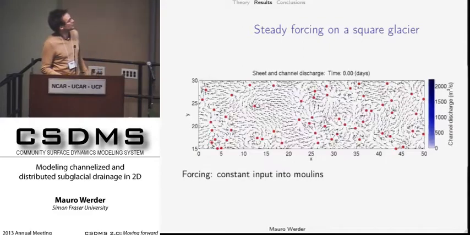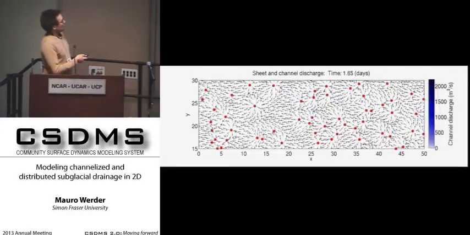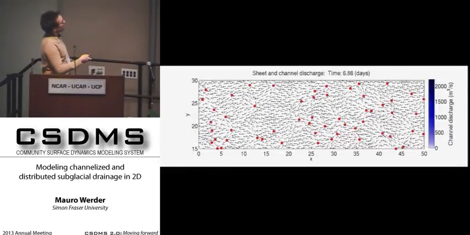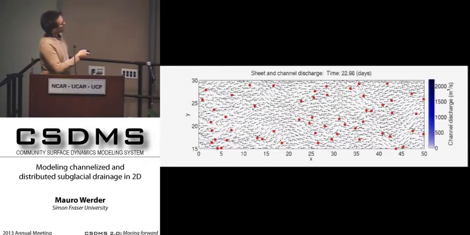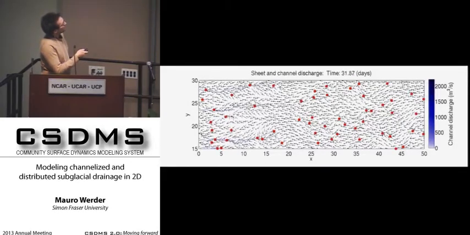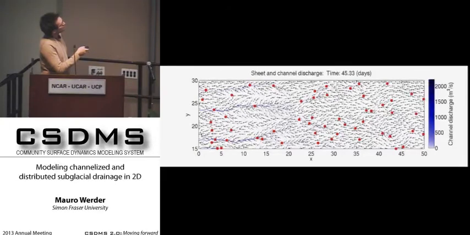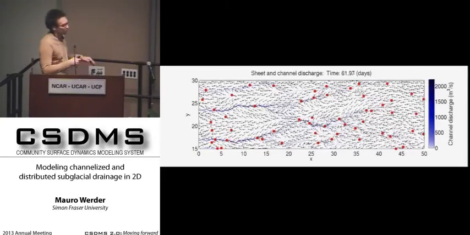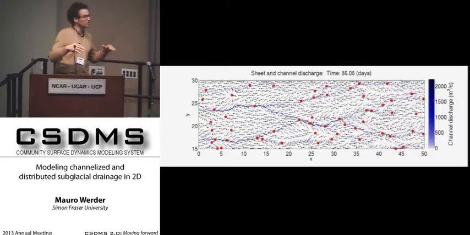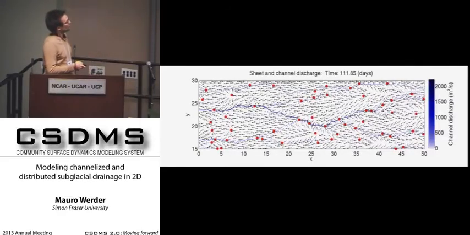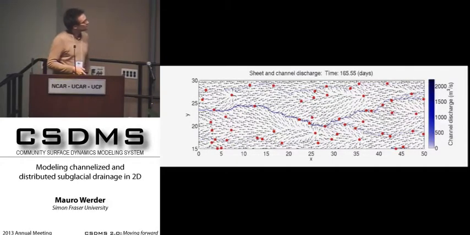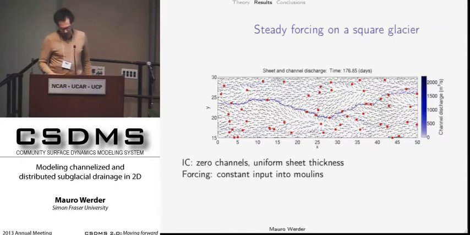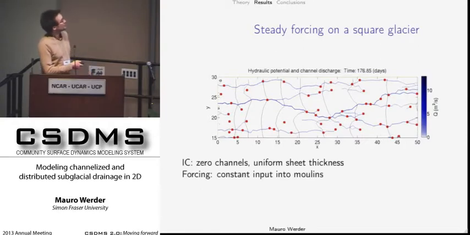So we start with 0 channels everywhere. We see how the flow in the sheet goes downhill, and then channels start to form, basically joining the dots where water input happens, and you see that water is drawn towards the channels most of the time. That's because the channels are at a lower pressure than the surrounding sheet, and thus drawing the discharge from the sheet. And then we reach a steady state. And the same simulation visualized slightly differently.